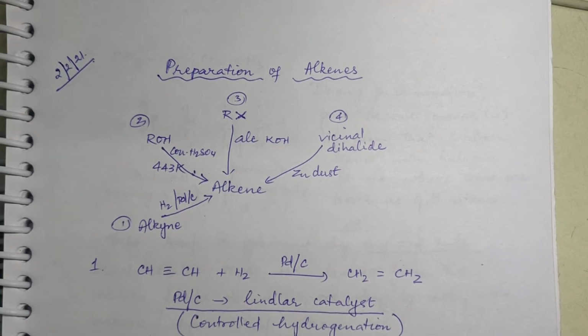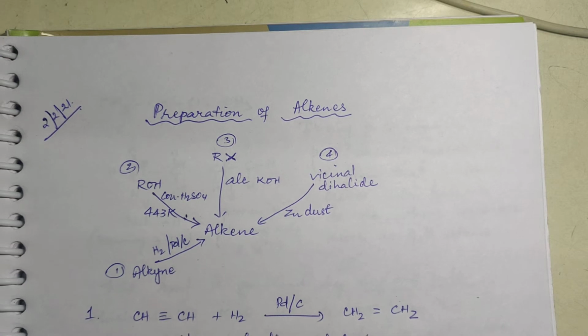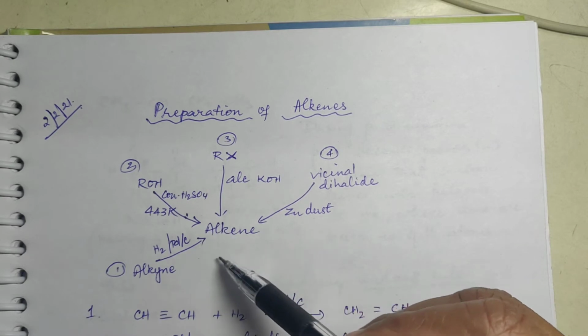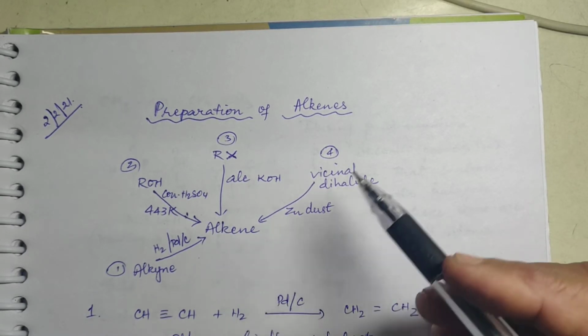Yes, children, let us continue with the preparation of hydrocarbons. We'll start with alkenes today, okay? We saw alkanes in the previous lecture. Today we will see alkenes. Now, how are alkenes prepared? What are the different sources from which an alkene can be formed?